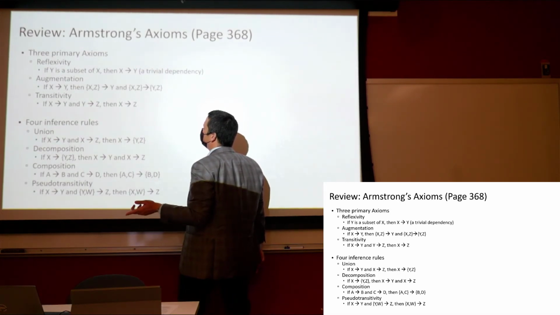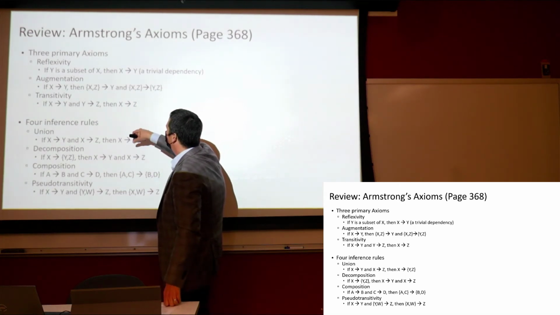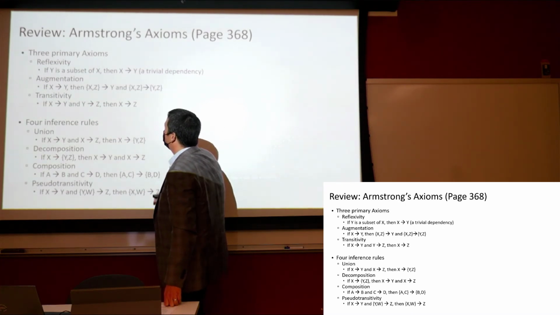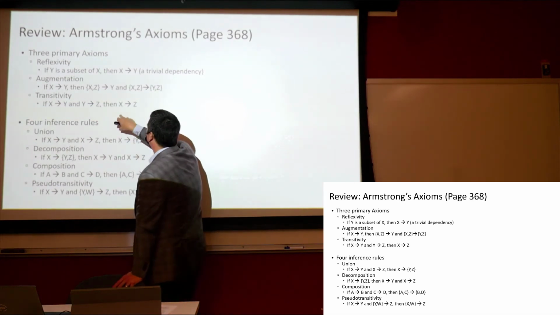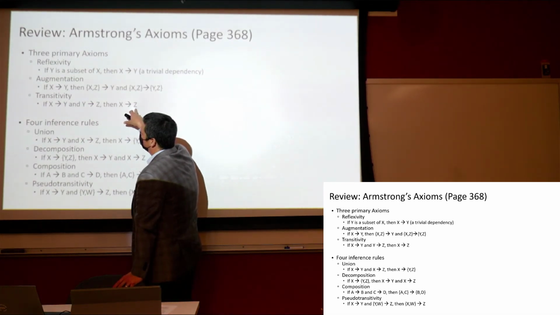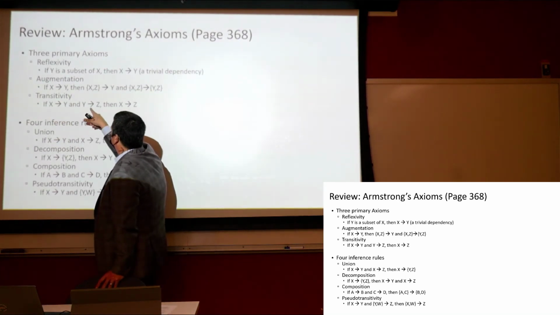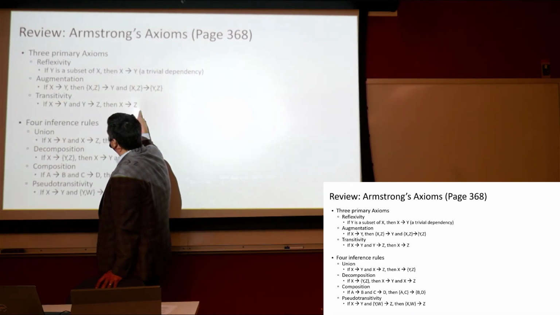And then transitivity, we already talked about this one. This is how we can bridge two functional dependencies where we have an overlap between our dependent and determinant. So if X determines Y and Y determines Z, then it's also true that X determines Z. If employee ID determines department and department determines department head, then it's also true that employee ID determines department head.